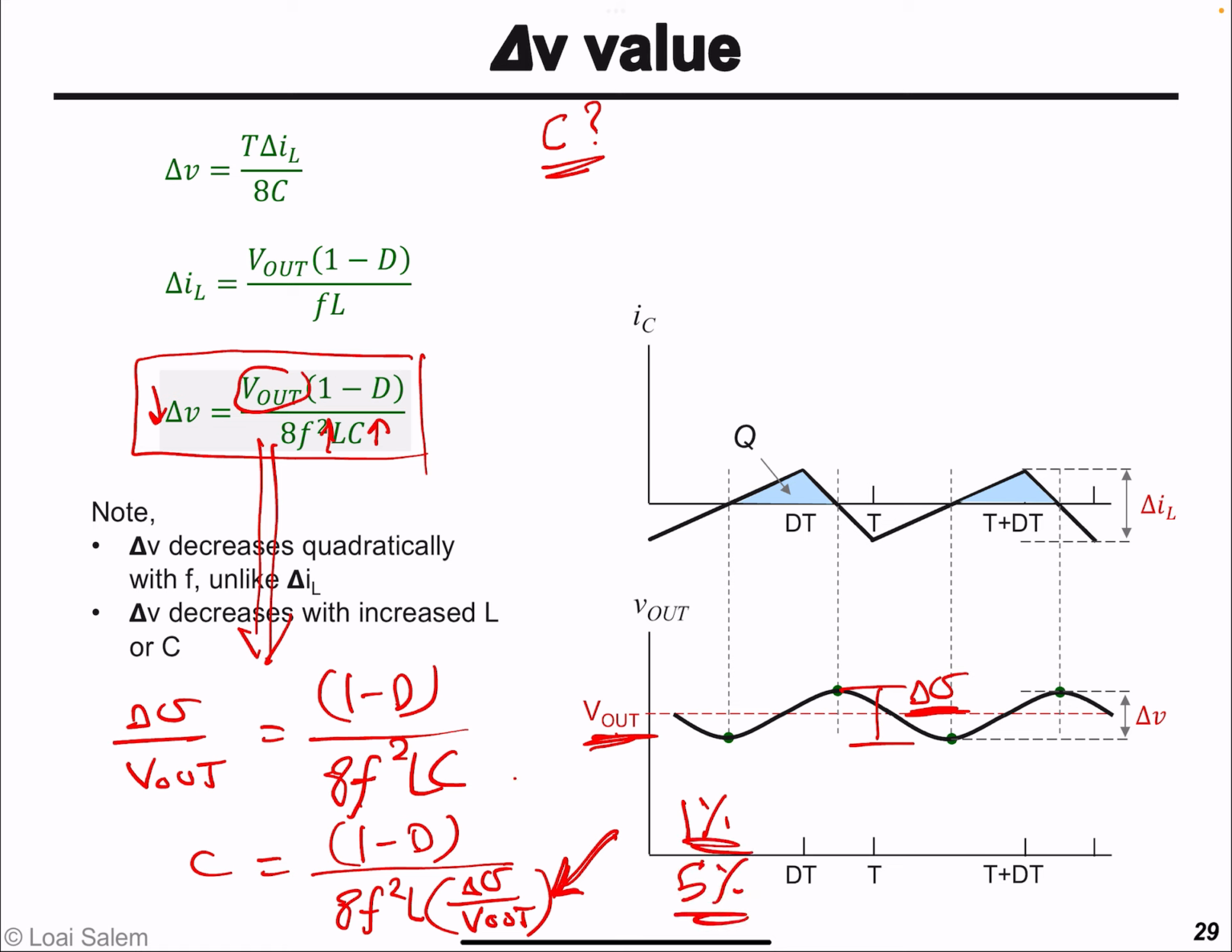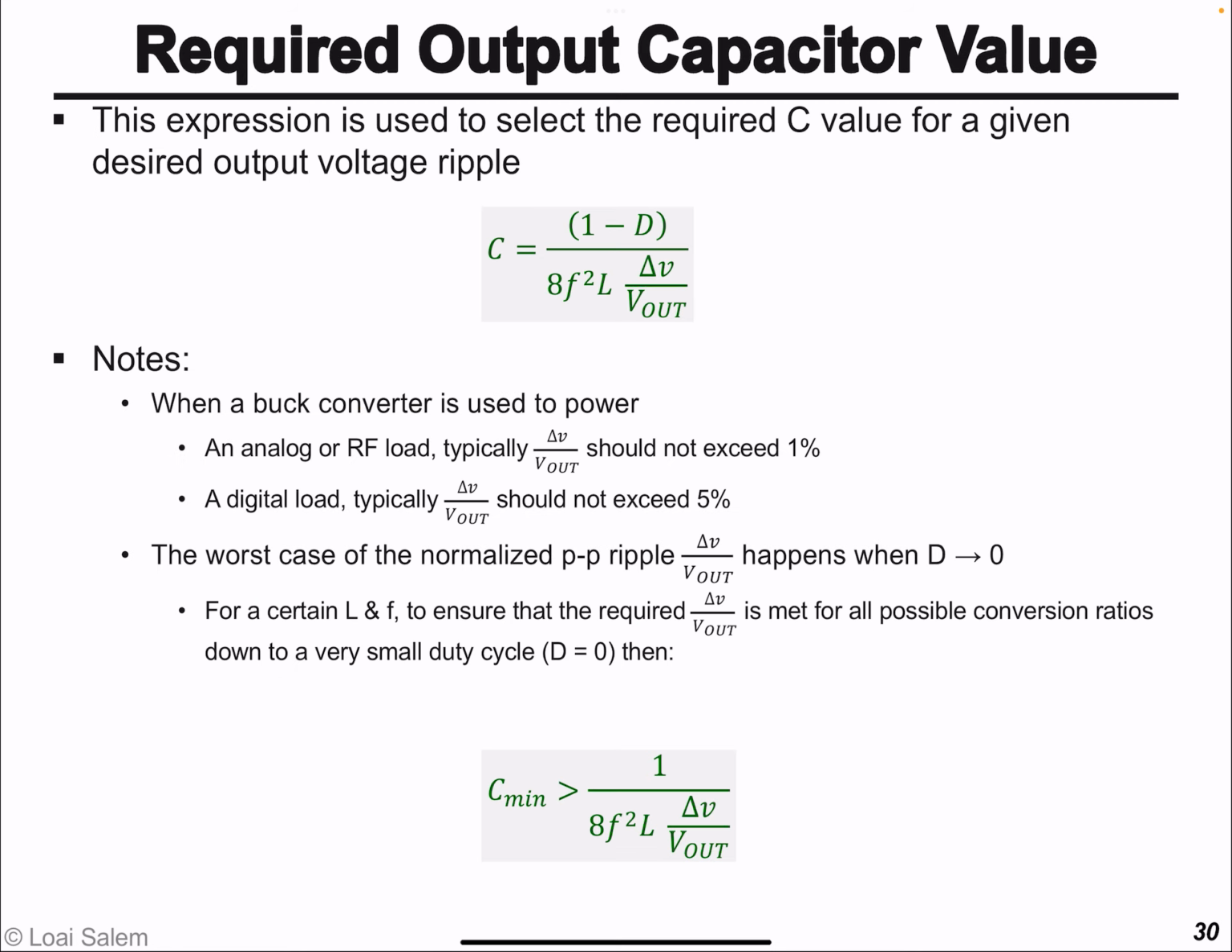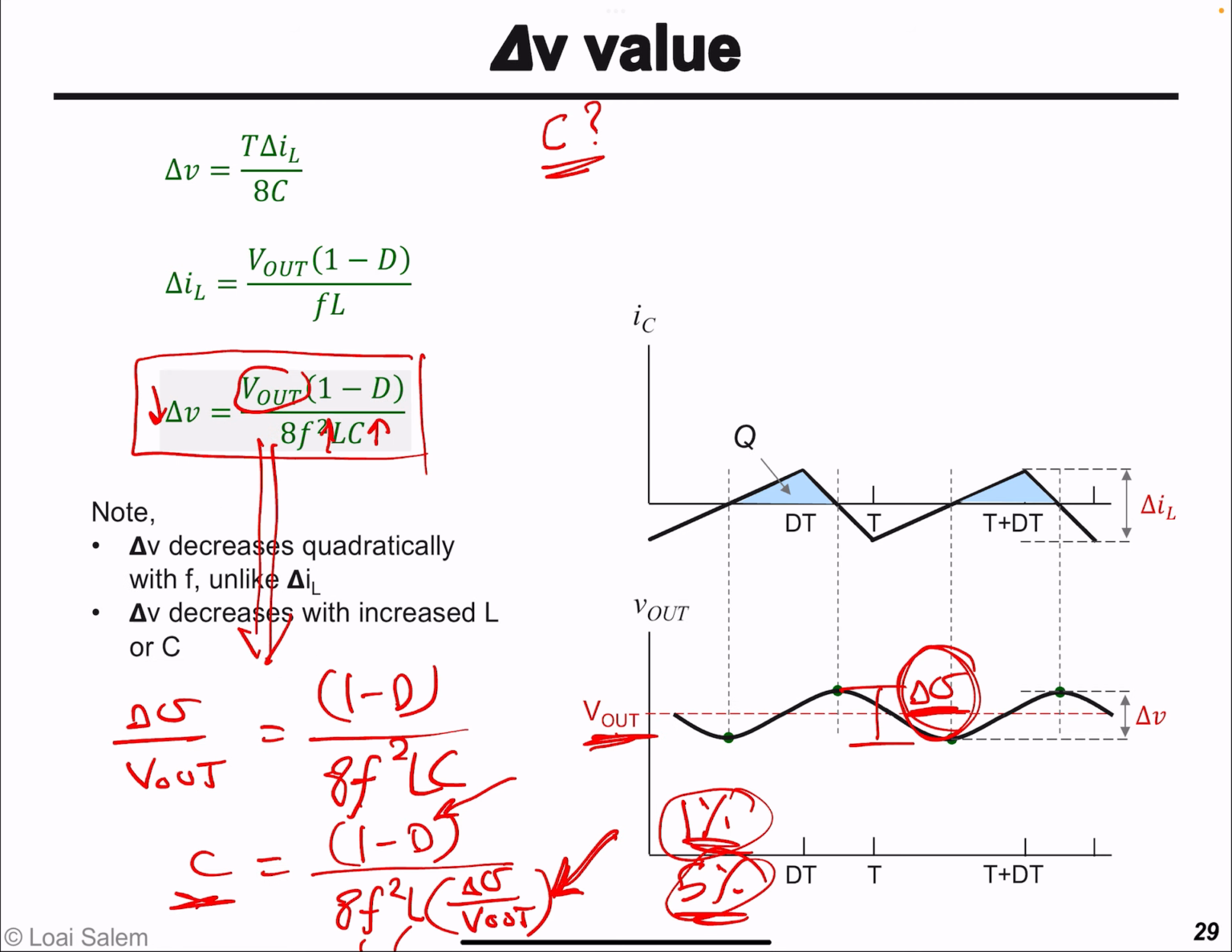And then from knowing the duty cycle you are operating at, as well as the frequency and the inductance, you can find the required capacitance C that will enable you to obtain a peak-to-peak value delta V that's either 1% or 5% of the DC value of the output voltage. Okay, as given by this equation.